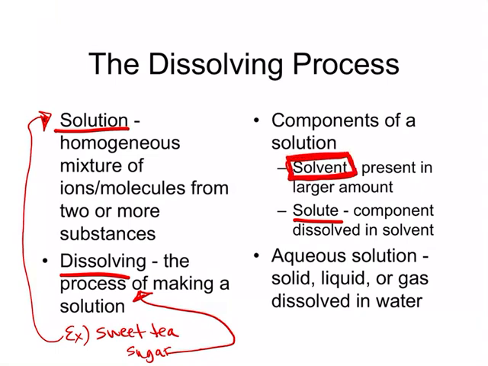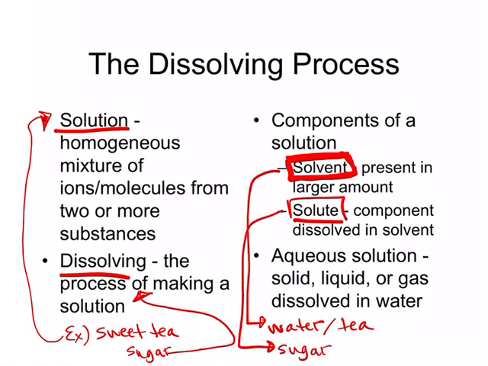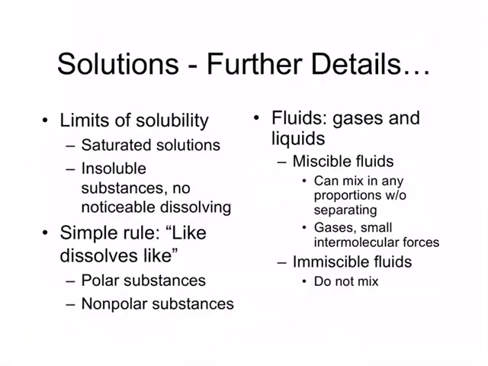Okay, so what is the solvent? What is the larger thing in sweet tea? I would say the main solvent in sweet tea is water. I'm just going to say water/tea because we've made it into tea. And then the solute in sweet tea is the sugar. It is the thing that is being dissolved. So whenever you think about the dissolving process, think about sweet tea or Kool-Aid or lemonade, something kind of like that.